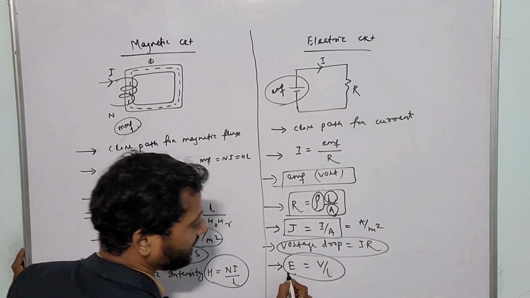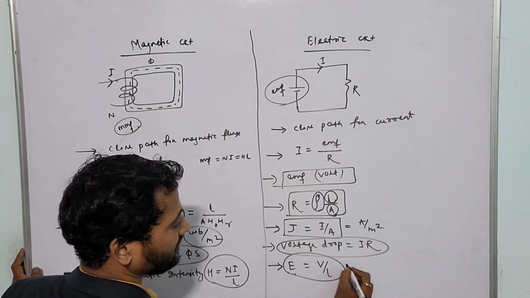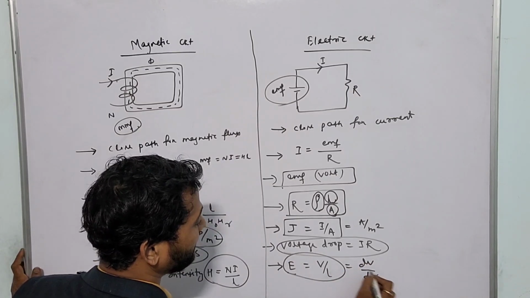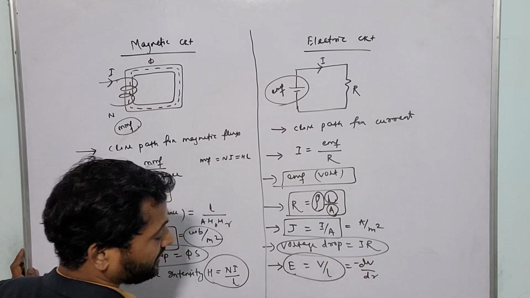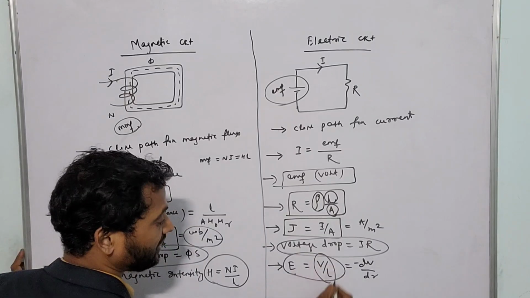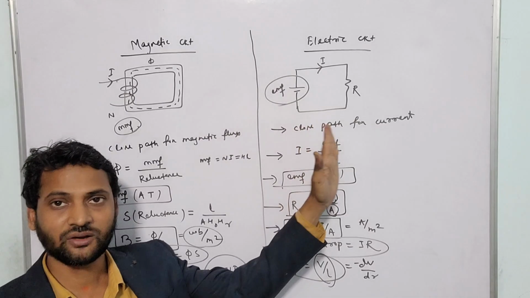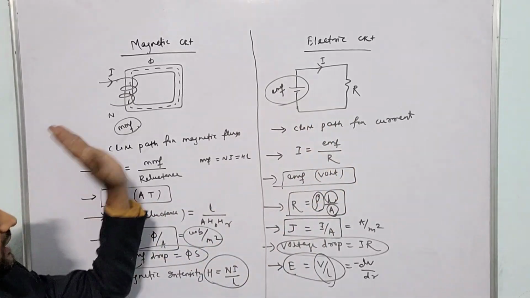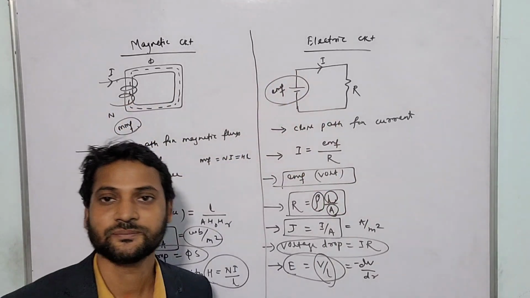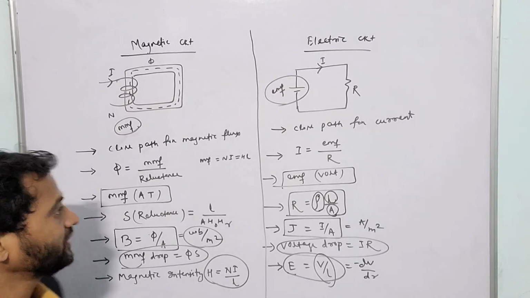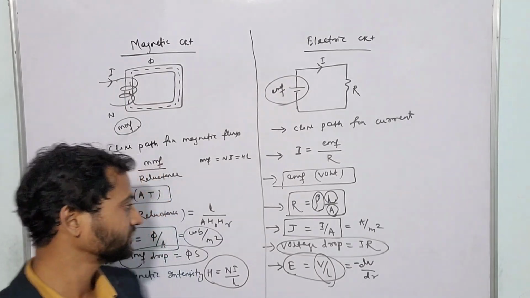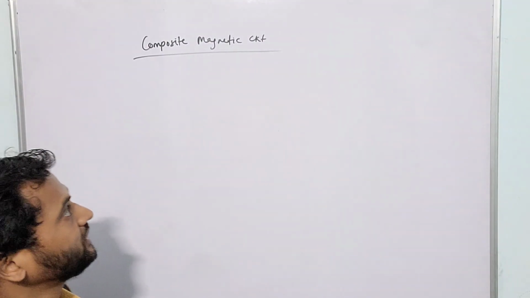So इसमें देखो electric field intensity is nothing but potential gradient, that is dV upon dr, and minus symbol is there. I have taken, you take the magnitude, which is V upon L, voltage upon length. So that is all about the comparison of magnetic circuit to electric circuit. I hope it is clear. Any doubt? Okay. So now we'll discuss about composite magnetic circuit.